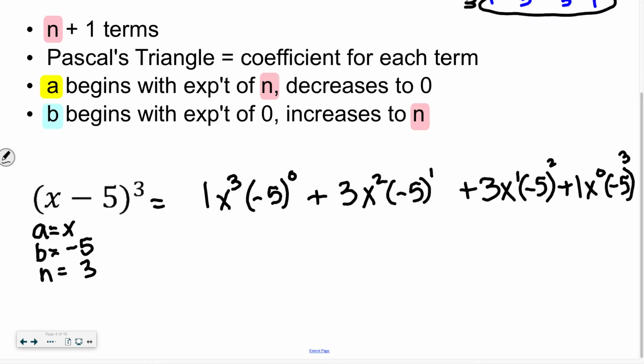All right, now I just got to simplify things. Okay, what's going to happen with negative 5 to the 0? It's not going to be there. That's just 1, right? Okay, so this is 1 times x cubed times 1, which is just 1x cubed. Okay, what's going to happen with negative 5 to the first? It's going to be negative 5. So 3 times negative 5 is negative 15, and that's going to be x squared.